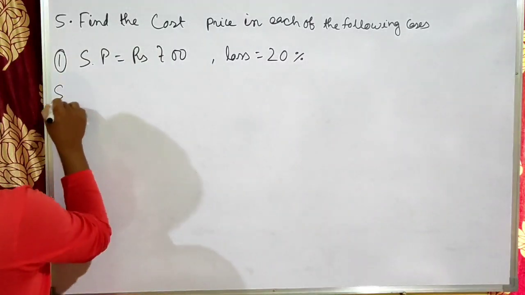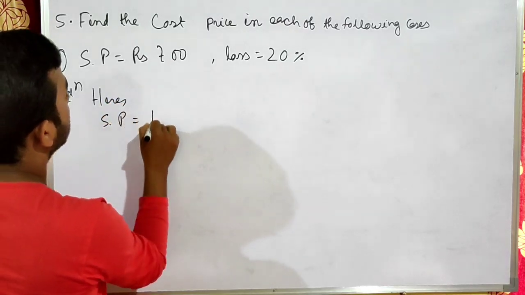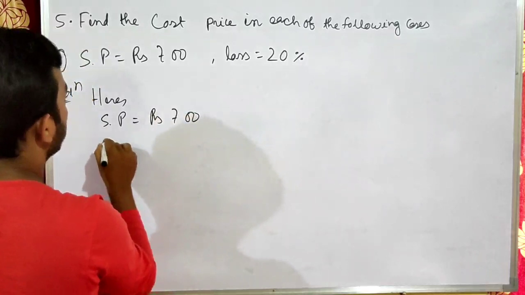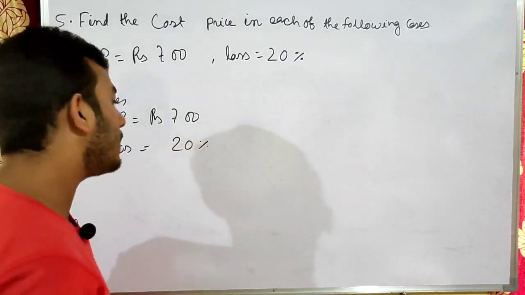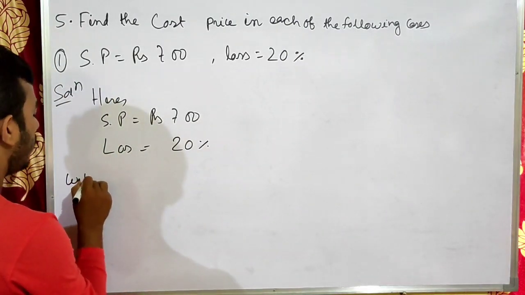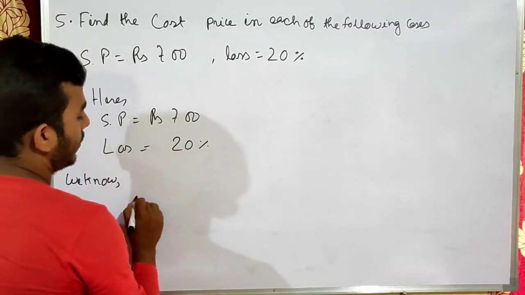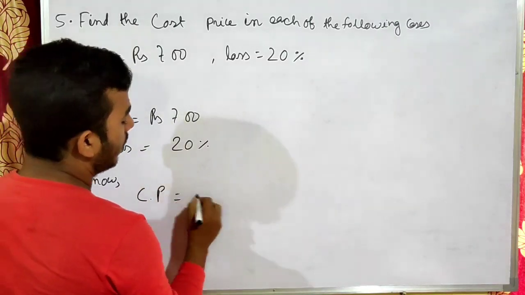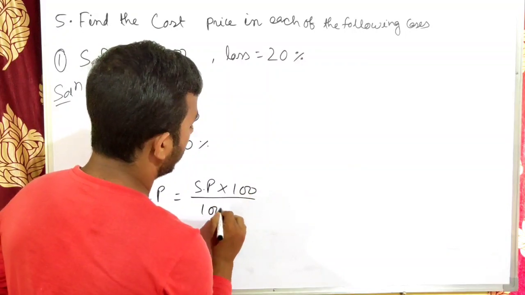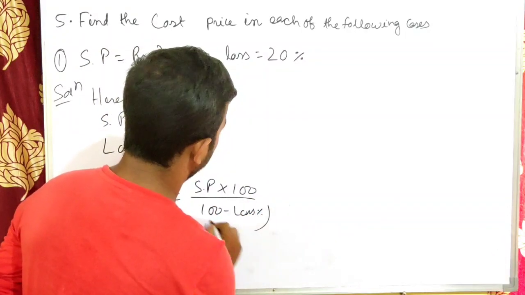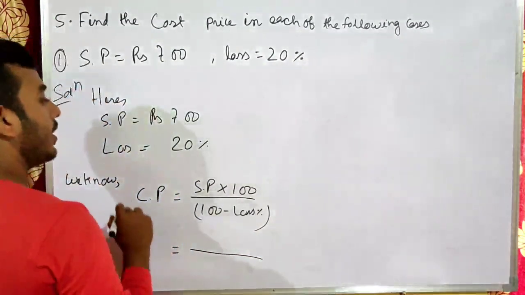So we'll write here solution. SP equals rupees 700, then loss equals 20%, isn't it? Here loss is given as 20%. Okay, now we'll write, we know the relation between the SP, loss and the CP. So it was CP equals SP, that is selling price, into 100 divided by 100 minus loss percent. Up to this clear? Okay, now we'll substitute the values and we'll find out our required cost price.